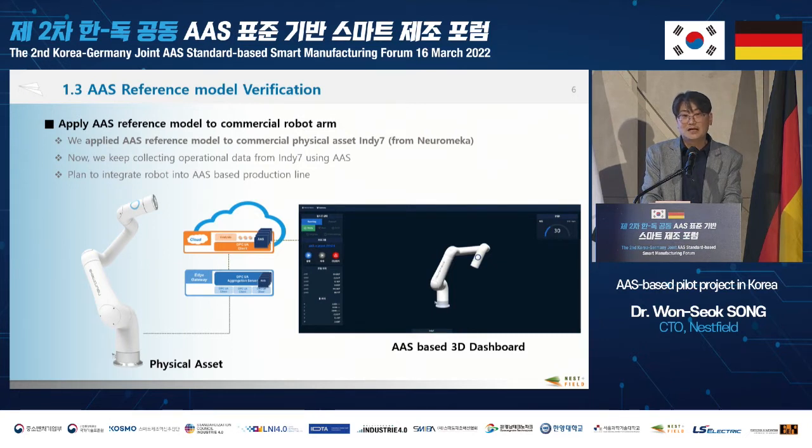This robot supports OPC UA, and even without OPC UA, we used other protocols. So we worked two times, one with OPC UA and one without OPC UA. We used AAS and we were able to collect the data. The collected data on the cloud was analyzed, and we used the 3D dashboard that you can see on the screen on a real-time basis. This is really meaningful because the reference model can be used for commercial products, and we were able to collect the data.